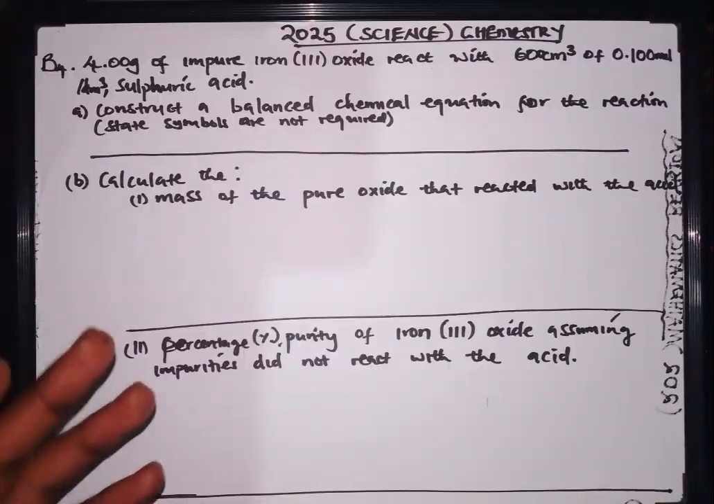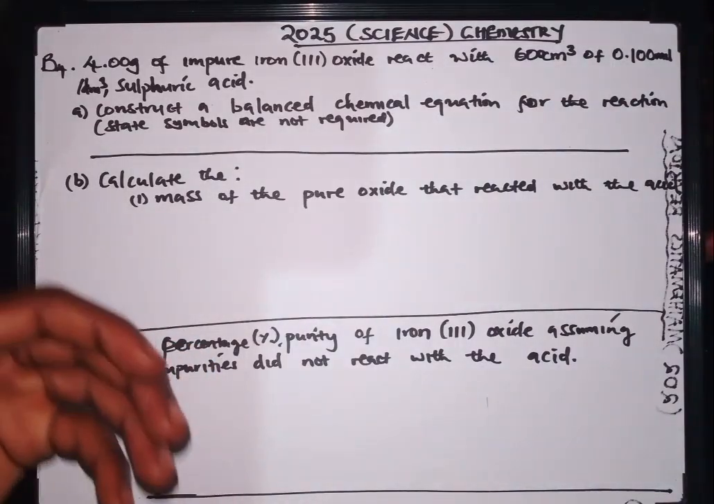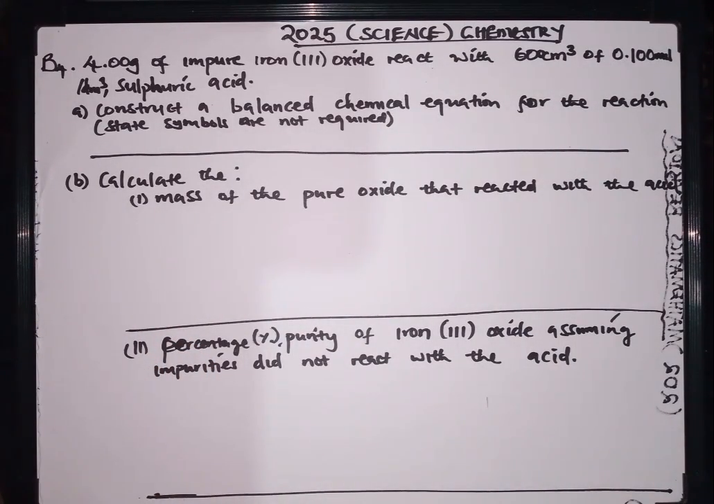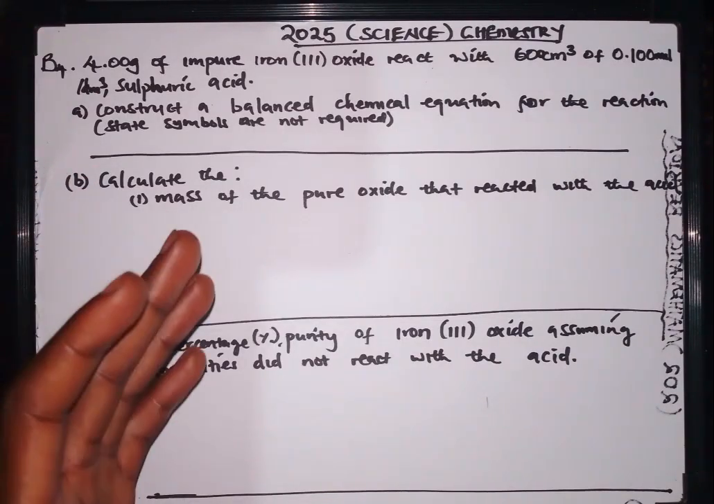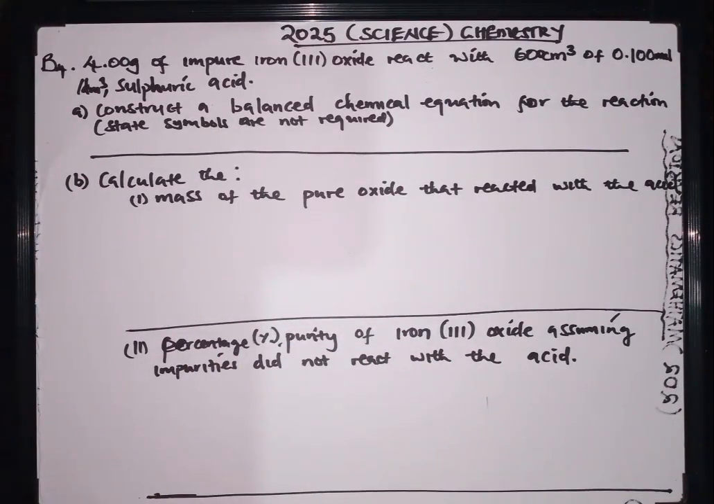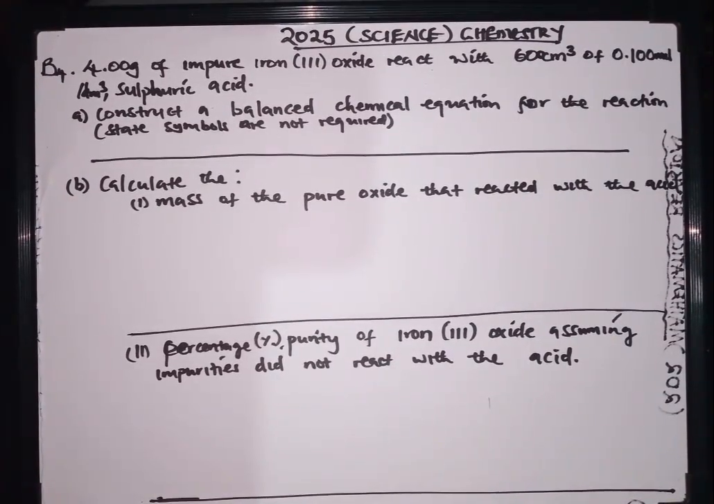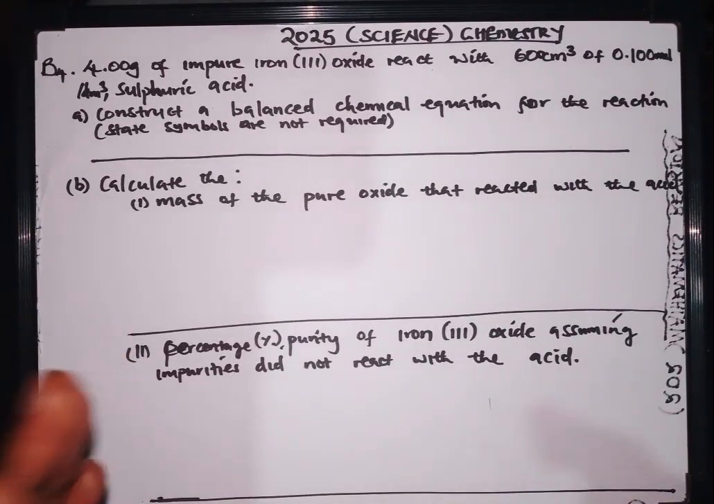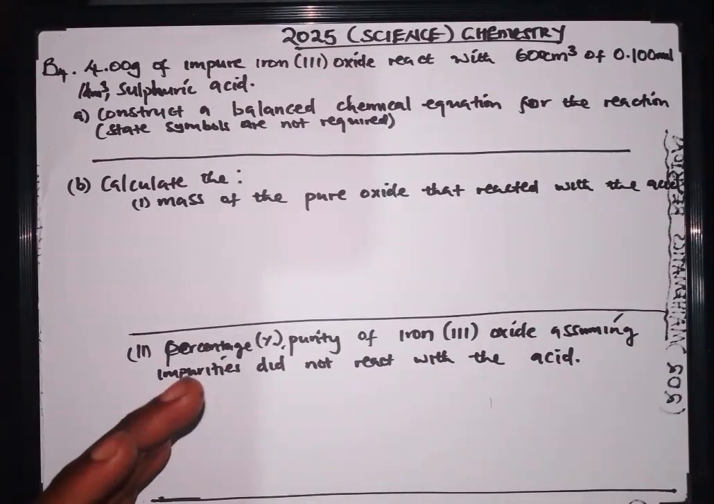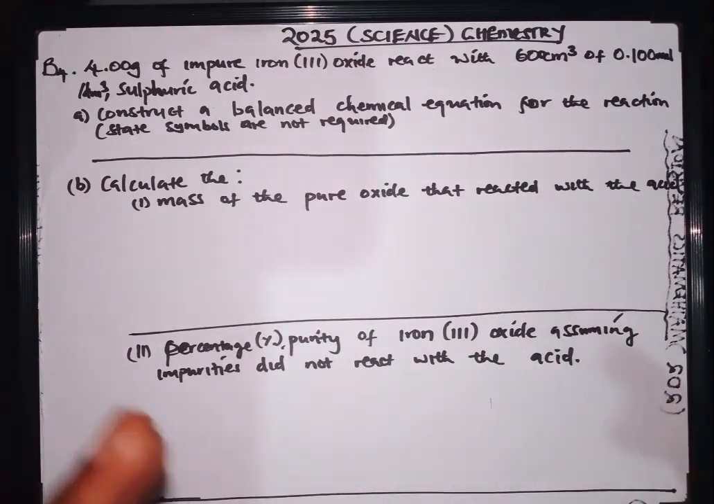Now you're wondering, how can you write a chemical equation? Writing a chemical equation is simple. I've also made a separate video on writing chemical equations. So first thing, you need to identify the reactants. What are the reactants that we have?